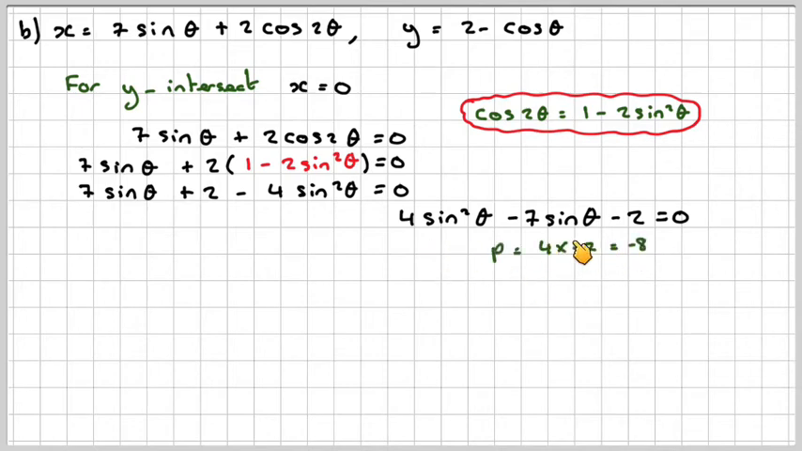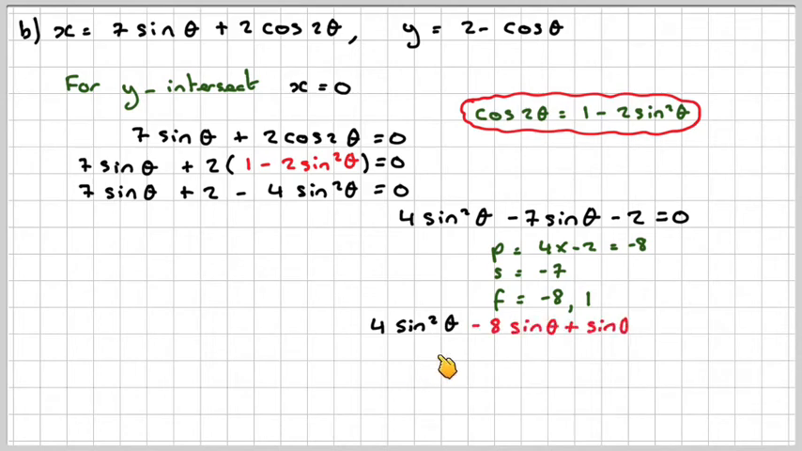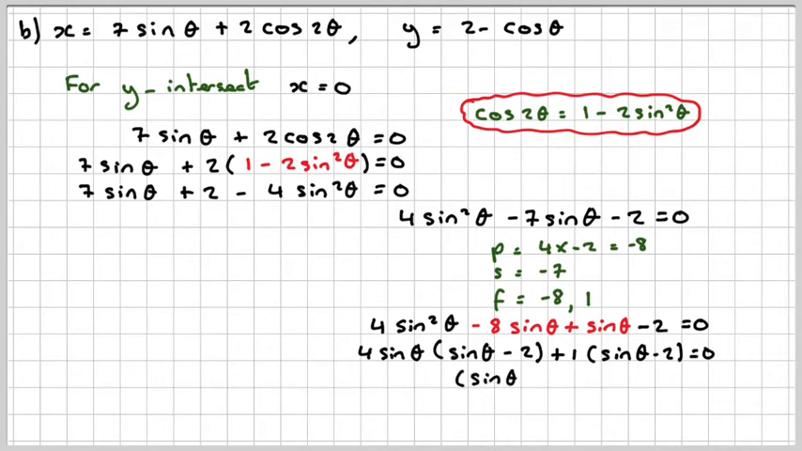If you have to factorize this or use the quadratic formula, the product will be 4 times minus 2, which gives us minus 8. The sum will be minus 7. The factors that I need for that are minus 8 and 1. If I multiply them together, I get minus 8, add them, I get minus 7. So it's 4 sine squared theta minus 8 sine theta plus sine theta minus 2. There's a common factor of 4 sine theta here, so that gives me sine theta minus 2. Here there is no common factor, so take out a 1. And then I get sine theta minus 2 and 4 sine theta plus 1. Now, a lot of you can go from here directly to here, but this gives you an algorithm for doing it.